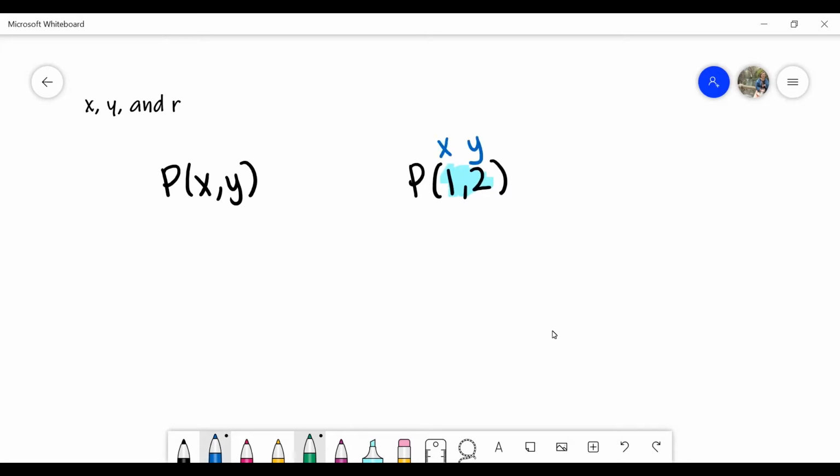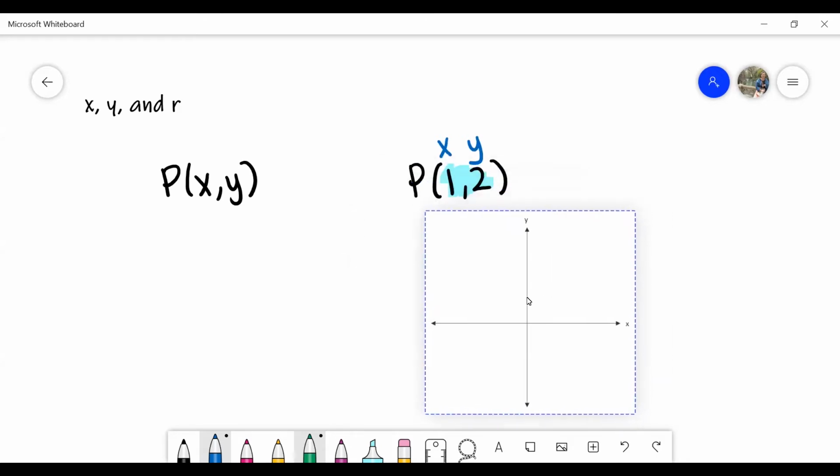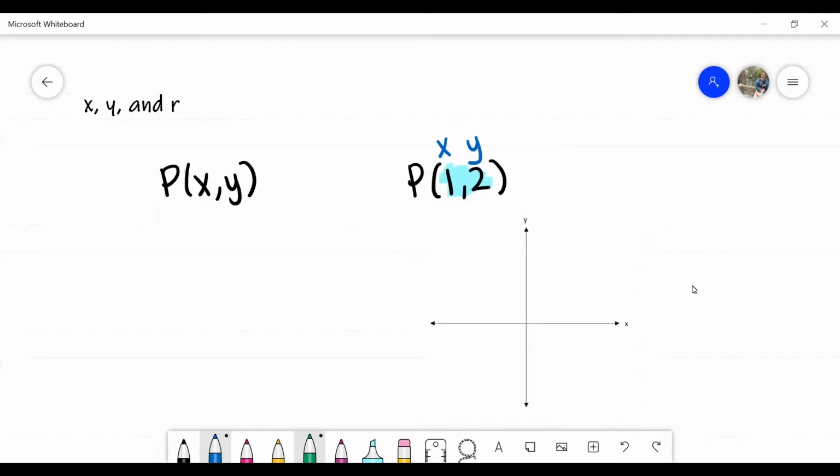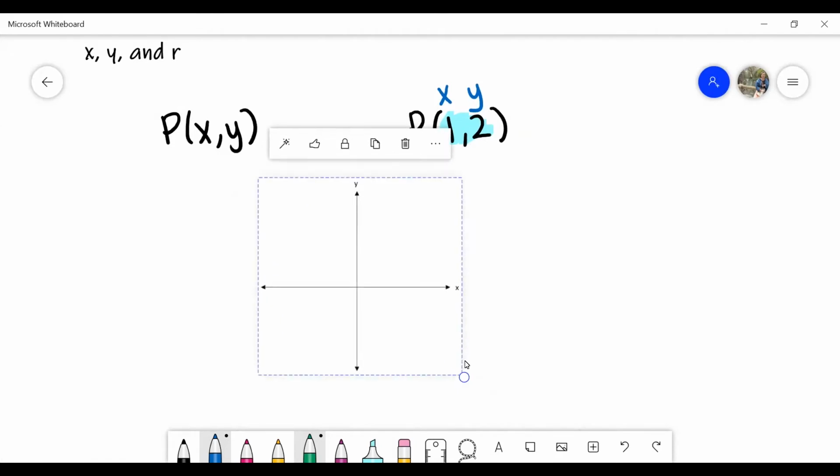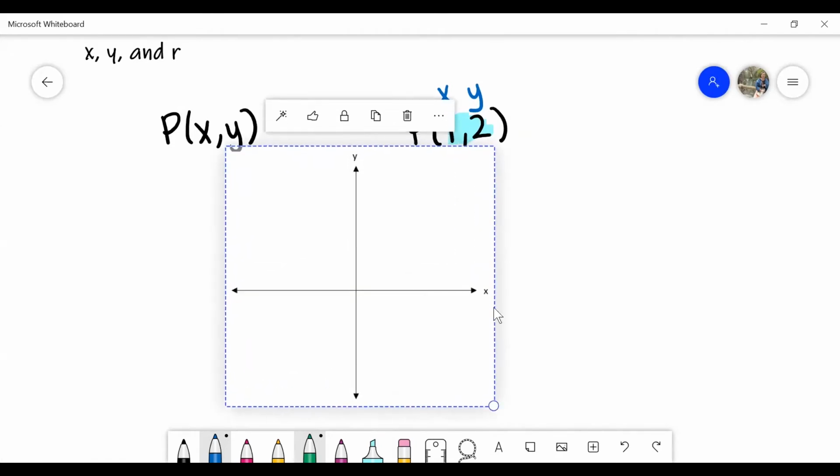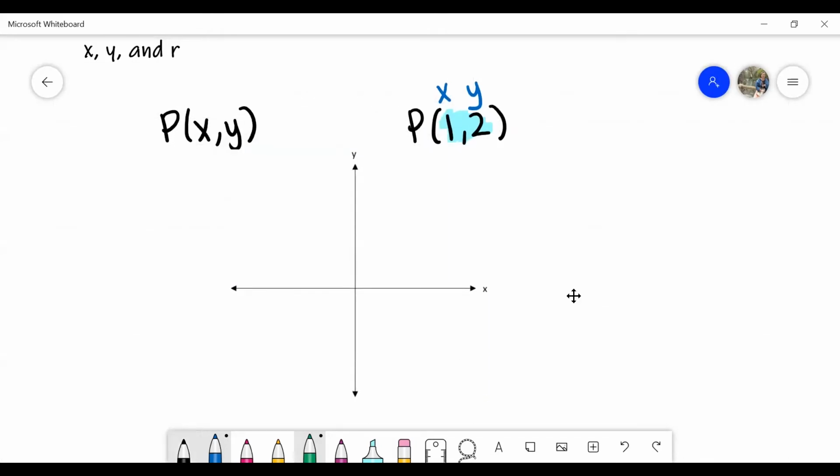So if we were to plot that, where would this point normally live? That's usually where you start, right? Well, just as an ordered pair, we would move over one space for X and up 2 spaces for Y, and then we'd put a point here.